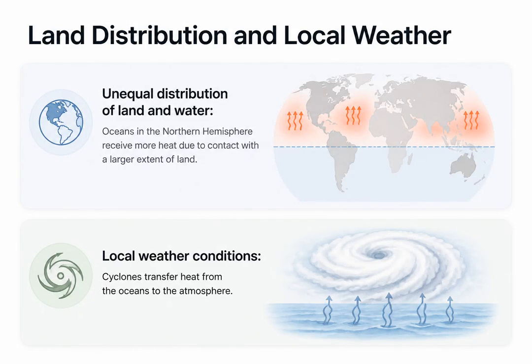We also have to consider the unequal distribution of land and water on Earth. The oceans in the northern hemisphere actually receive more heat because they are in contact with a much larger extent of landmass compared to the southern hemisphere. Additionally, local weather conditions like cyclones act as massive heat engines, transferring vast amounts of thermal energy from the warm ocean surface directly into the atmosphere.